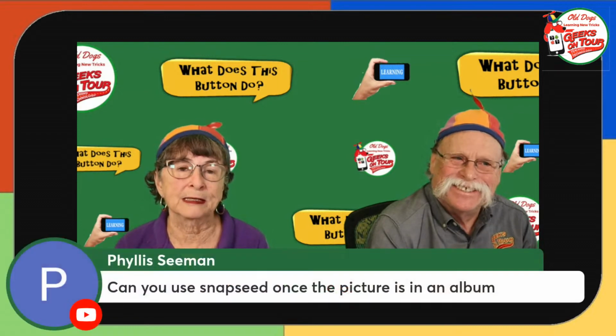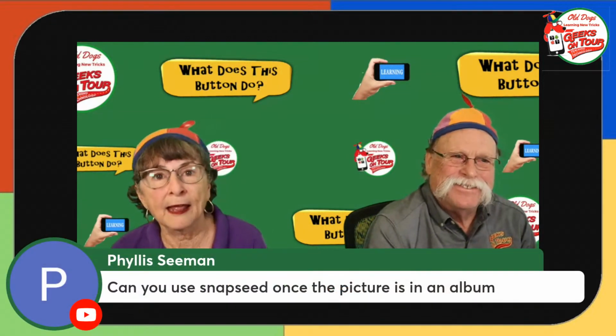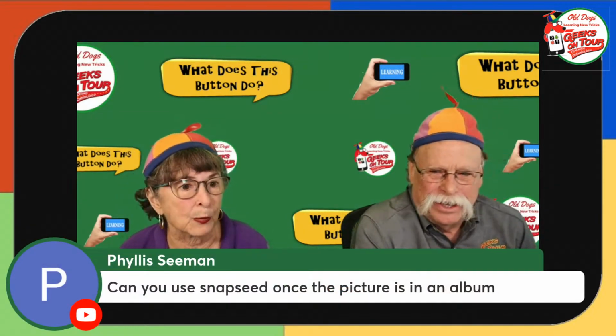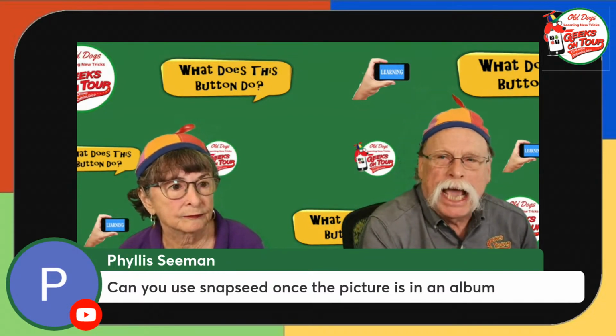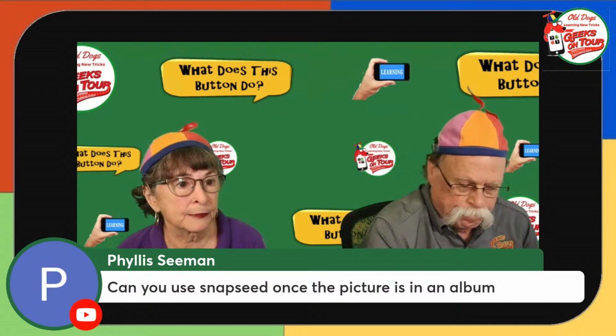We have another video on that. So you can, if you really need to remove an object like that sign and you're not happy with the way Snapseed works, you can remove it with whatever other tool you have, like Samsung Gallery, and then save it, and then bring it into Snapseed and do what Snapseed is good at. Phyllis wants to know, can you use Snapseed once the picture is in an album? Yes, and I will be doing that when we get to the Chromebook and using Google Photos. Yes, you can.